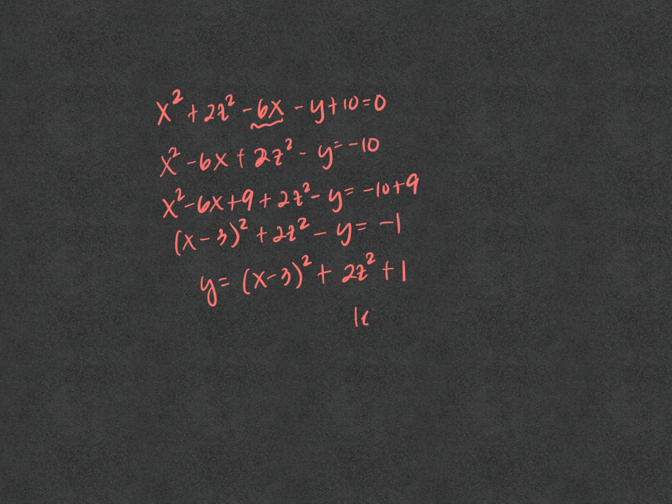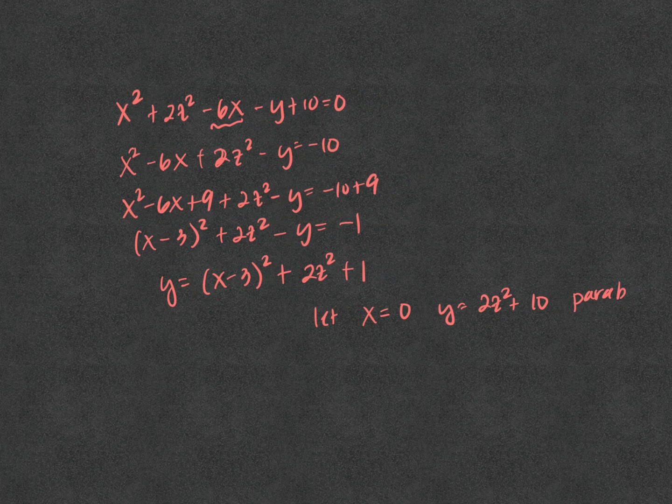Then if we let x equal 0, then we have y equals 2z squared plus 9 plus 1, which is 10. So that's a parabola. Let's write it out, parabola. I got a little bit of space. If we let z equal 0, then y equals x minus 3 squared plus 1, which is a parabola, but it's centered at 3, 1. It's anchored, or the vertex. The vertex is at 3, 1.